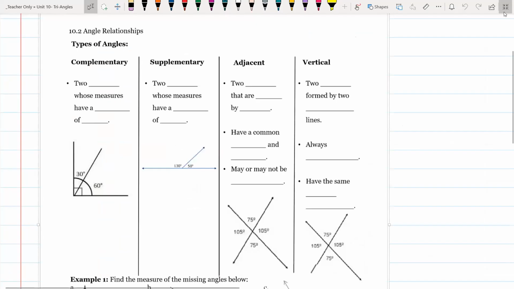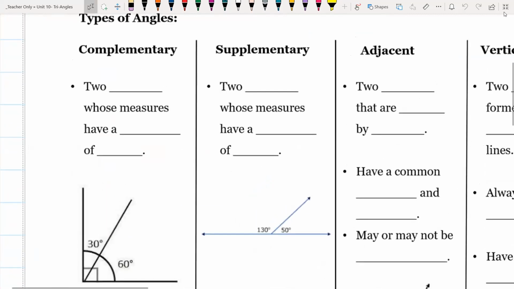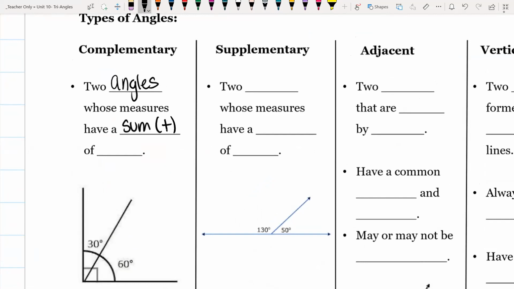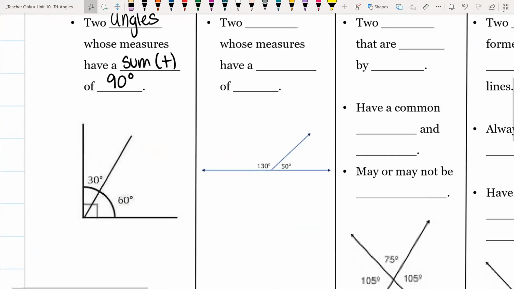All right, so we're going to talk about the types of angle relationships, okay? So the first one is complementary. And complementary angles are two angles whose measures have a sum, which means when we add them together, they have a sum of 90 degrees, right? So if I add down here 60 plus 30, that's going to give us 90 degrees. So sometimes they'll be marked with this little square there to say that it's a right angle. So that's really helpful to know, okay, it's a right angle, it's a complementary angle.